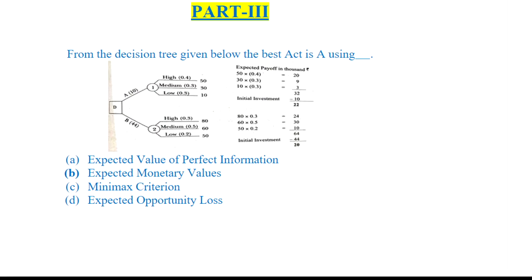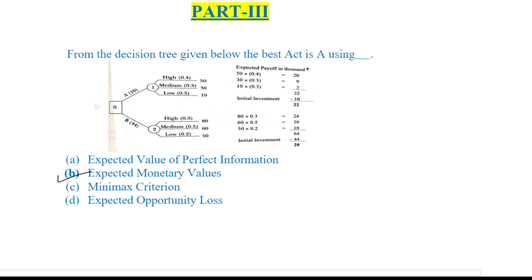A decision tree is given and the corresponding payoffs are given and the calculation is done, wherein I'm getting for Act A the value as 22 and for Act B it is 20. Now it is asked which is the best act, and it says the best act is A, using which criteria. Whenever I'm taking a decision tree, it is always the expected monetary value concept that we take to find out the best act, and hence B is the right answer.